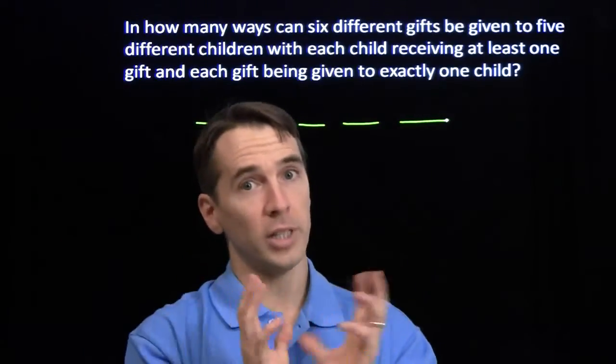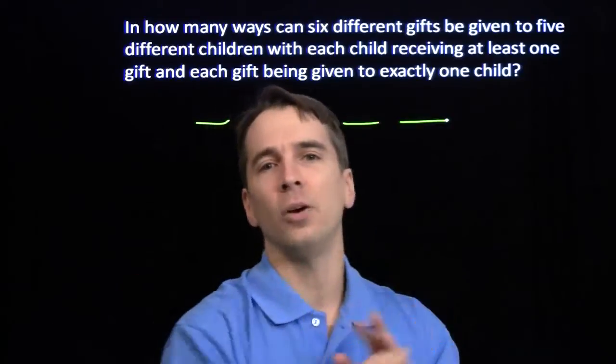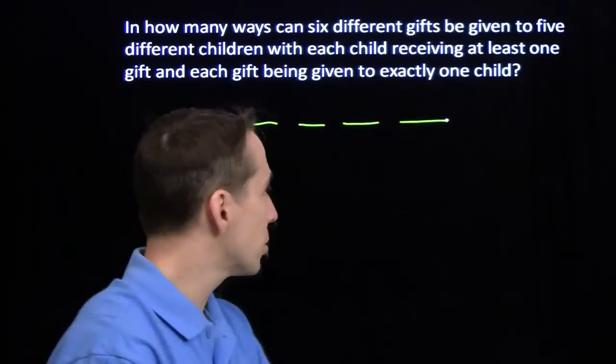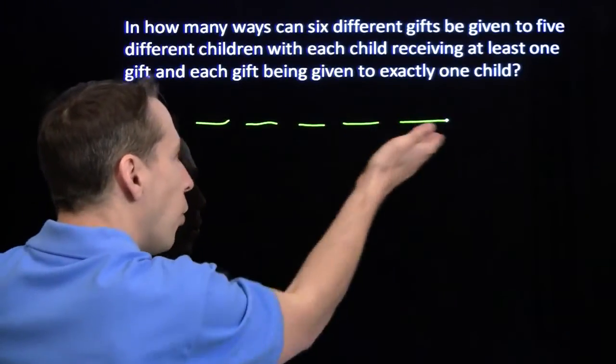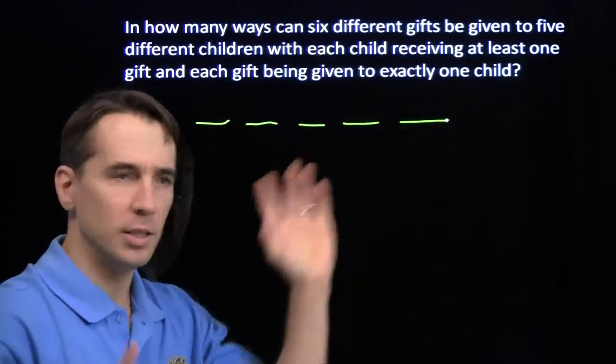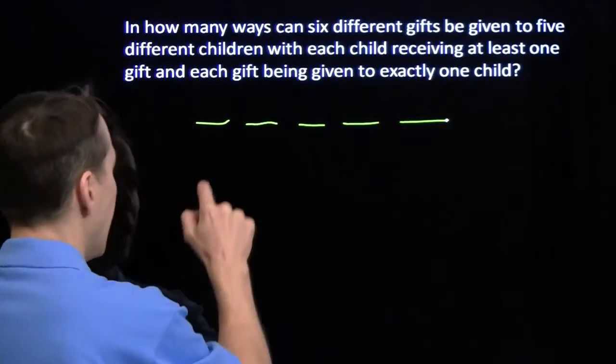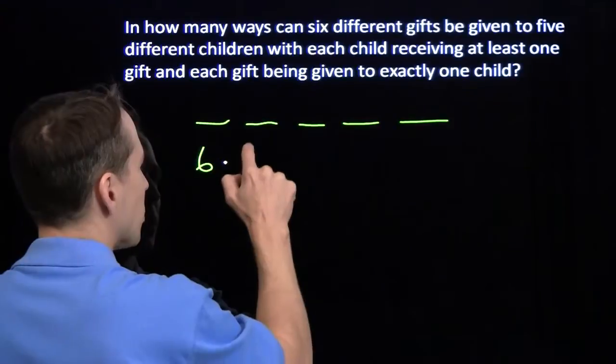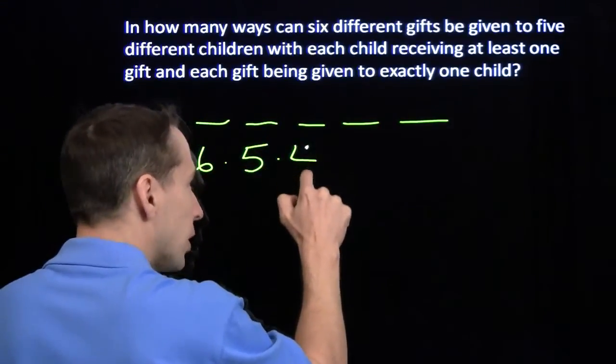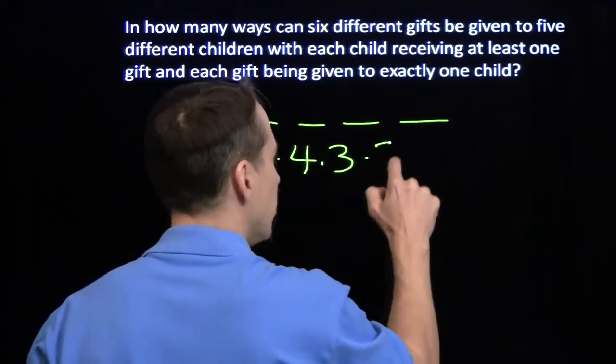And at the end, I'll have 1 present left over, and then I'll pick out who the lucky kid is and give that kid the extra present. So first we'll dole out presents, 1 each to each of these kids. Go down the line. First kid has 6 options. The next one has 5. And there are 4 gifts left, then 3 gifts left, then 2 gifts left.